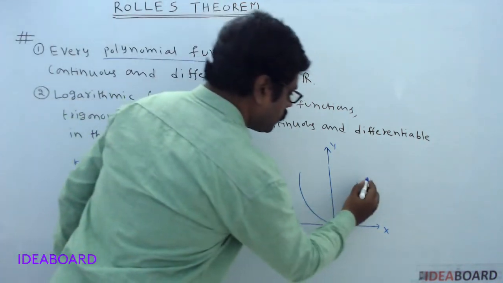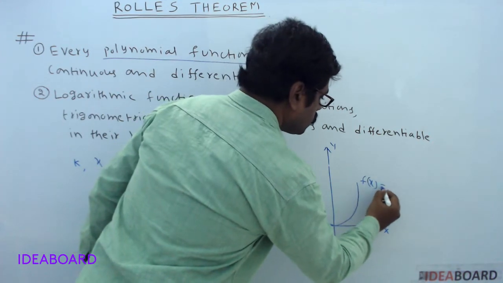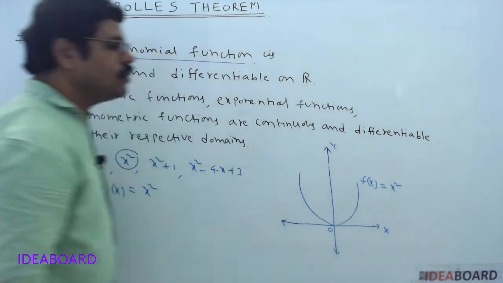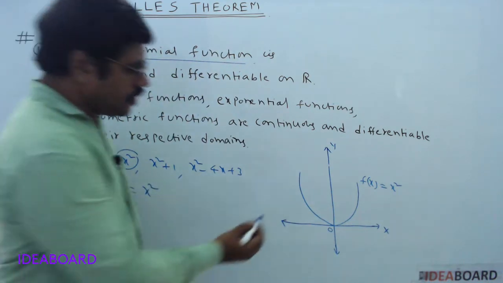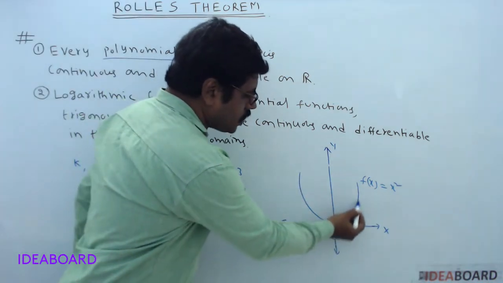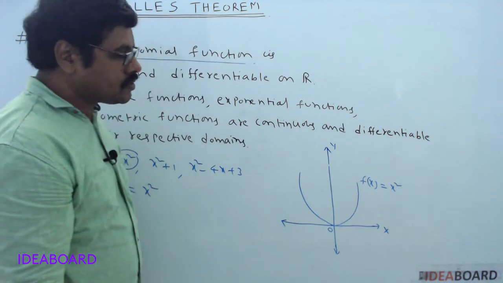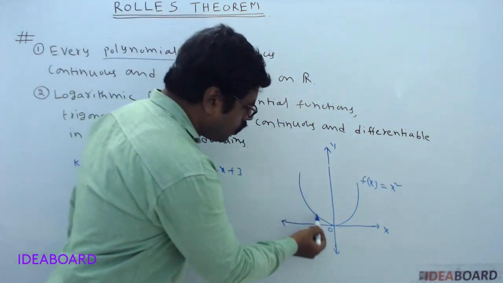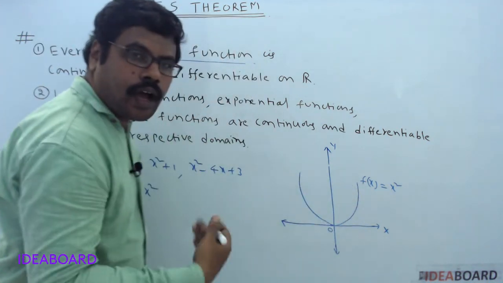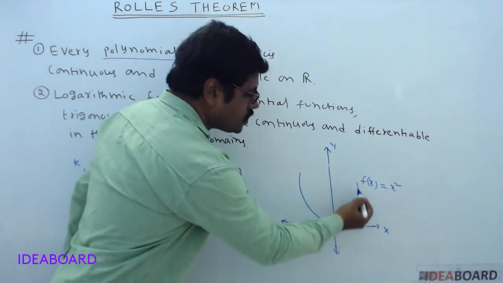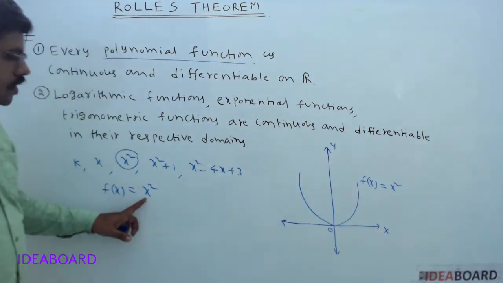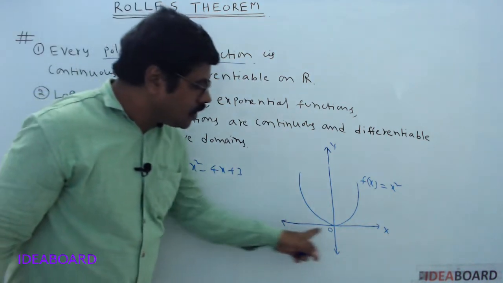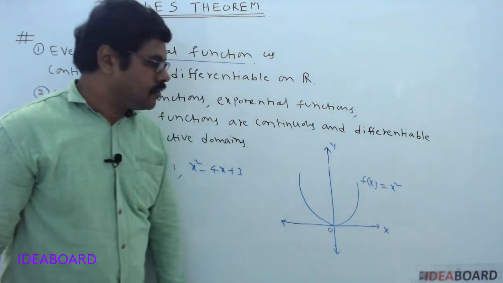Now this is the graph of the function x square, that is f of x equal to x square. If you observe the graph, there are no gaps, no breaks, and no jumps in the graph of the function. It means this function is continuous on the entire number line.